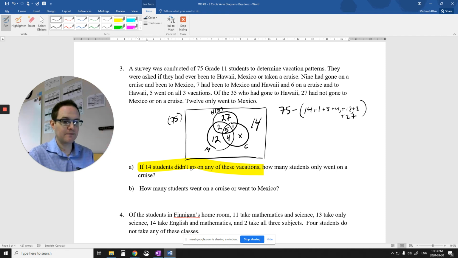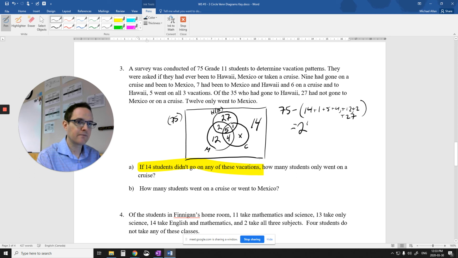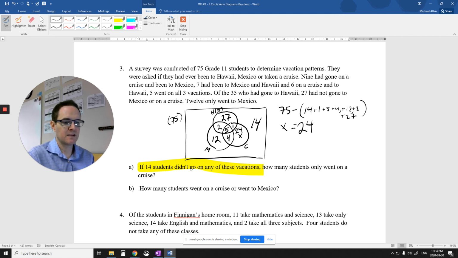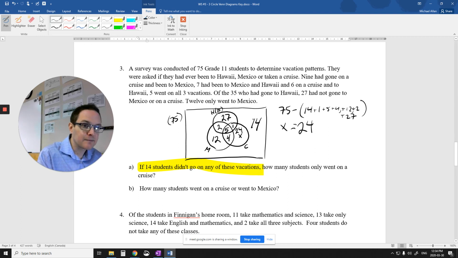So just punch my calculator here. Minus the, what am I missing? 2, 12, 2, 27, 5, 4, and 1. So there's 24 there. So that's that X there. So I can put a little 24 in that spot. Did I minus the 14? Let me double check here. I did not minus the 14. I forgot about that. Yeah, I'm going to minus the 14. Sorry. So not 24 there.